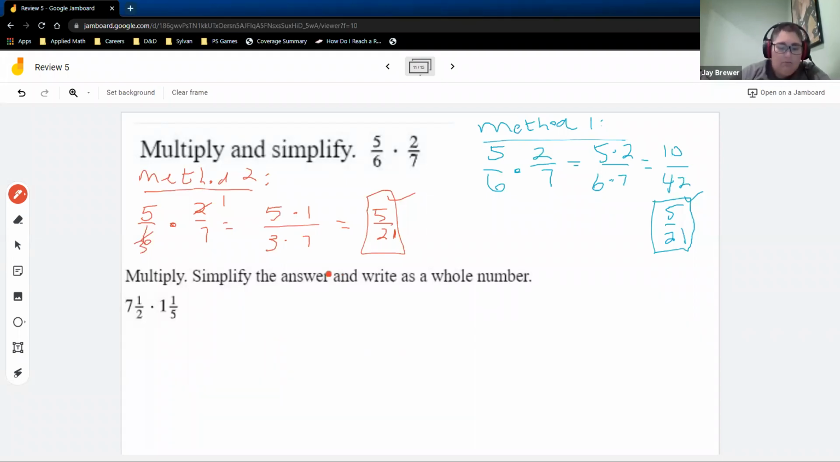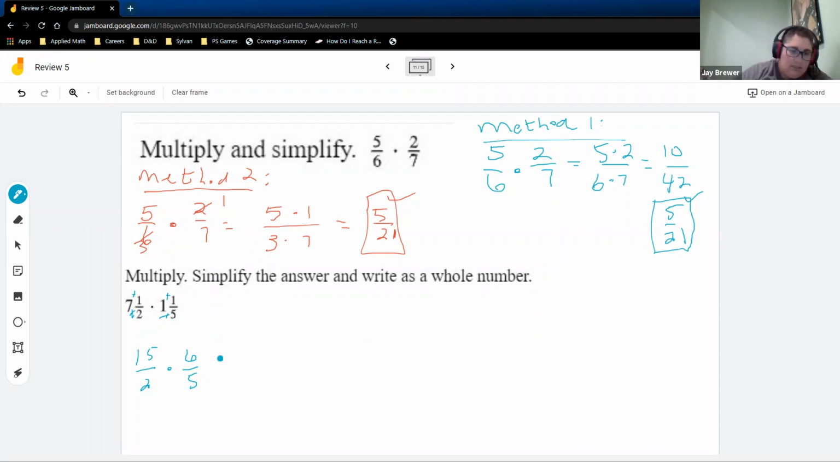Okay, so when you're dealing with these mixed numbers, what I like to do is change them into improper fractions. So remember, we're going to multiply and then add. So 2 times 7 will give us 14, plus 1 is 15, so that's 15 halves, times 5 times 1 is 5, plus 1 is 6, so that would be 6/5. Now, if we do method 1 again, it would be 15 times 6 would be 90 over 2 times 5, which is 10, which will give us 9.